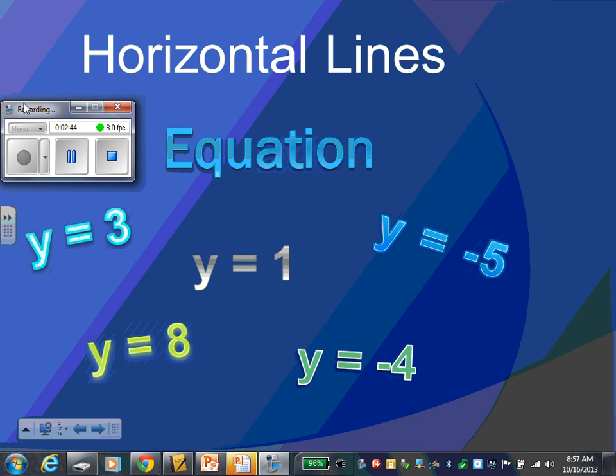So, the equation of a horizontal line might look like y equals 3. These are just examples. Y equals 8. It might look like y equals 1. It might look like y equals negative 5. What do you notice about this?